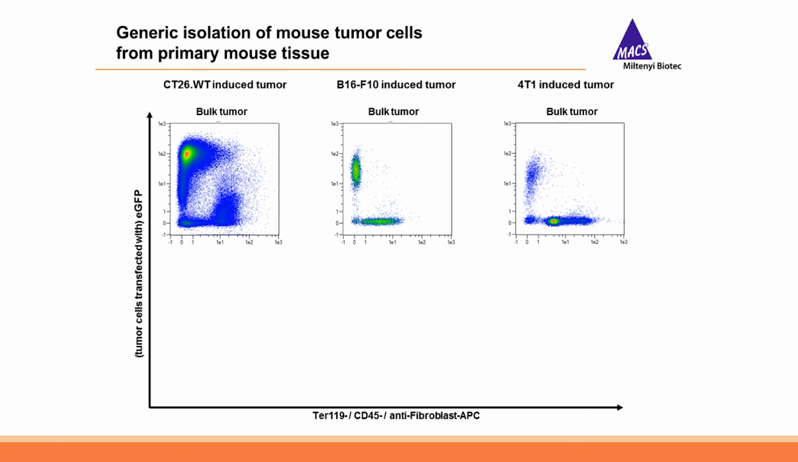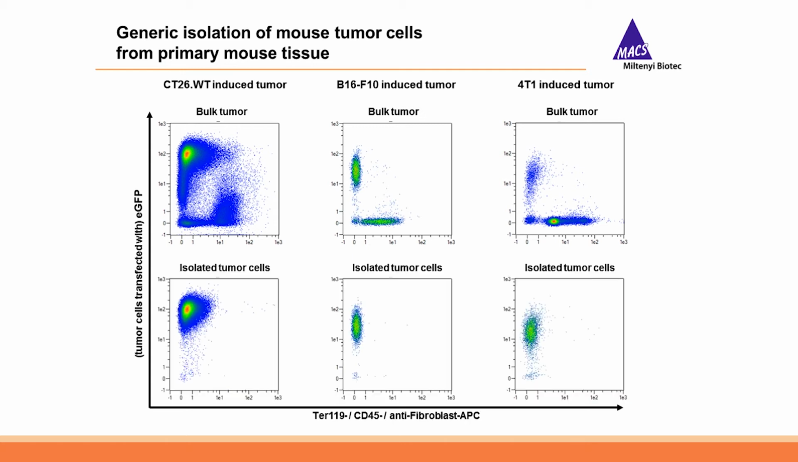identify a marker composition in a large cell surface marker screening to now efficiently isolate also primary or genetically induced mouse tumor cells. And this is shown here for 3 frequently used models, the CT26, B16, and 4T1 tumors. And we have tagged these tumor cells with GFP before transplantation into the animals to really track them. And what you can see here, again, it's a depletion approach, takes only 20 minutes, and you end up with very pure isolated tumor cells.